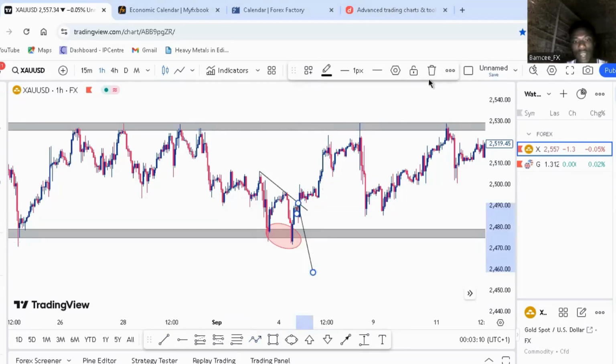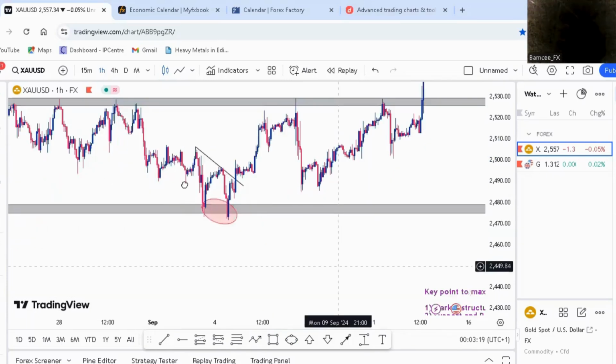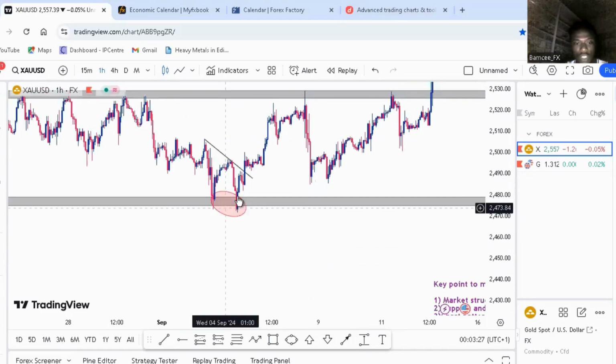But unfortunately, I forgot that there was a clear bullish healthy candlestick. That takes us to key point number 4, which is candlestick confirmations. There was a clear bullish candlestick confirmation on these areas, and I did not take notice of it. I was still expecting gold to sell because I was expecting the third touch on this trend line, then gold sells.